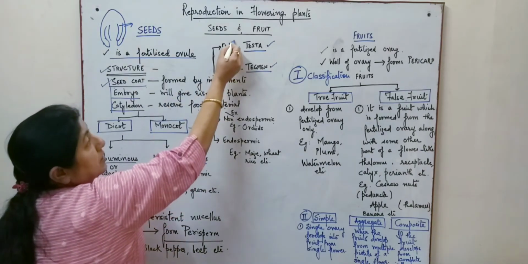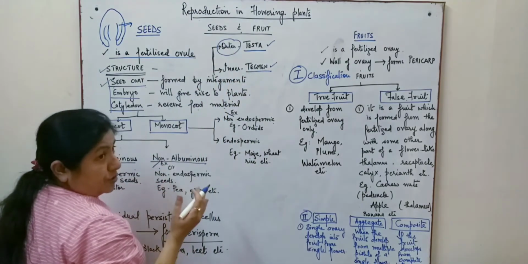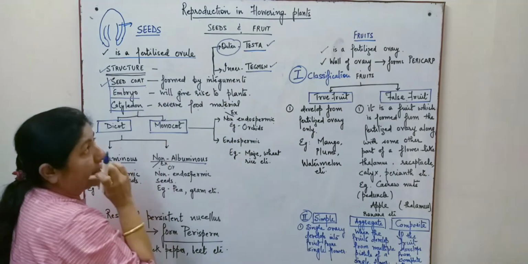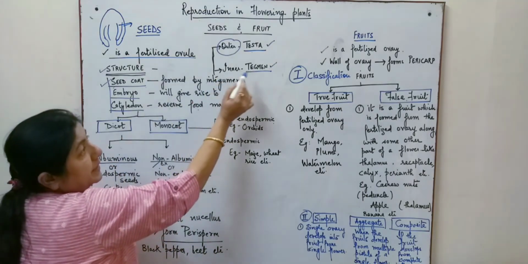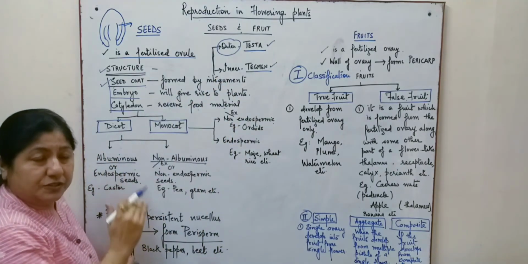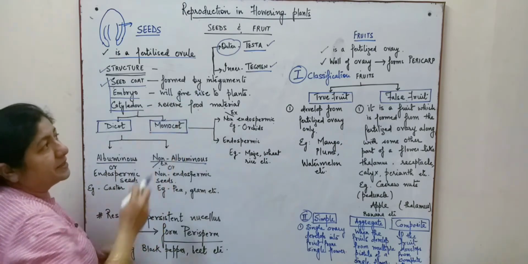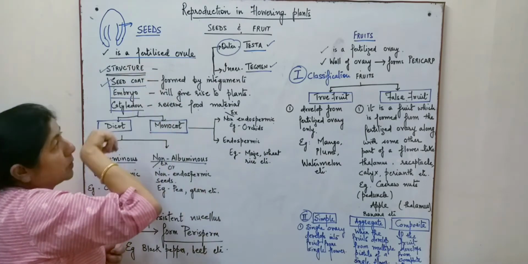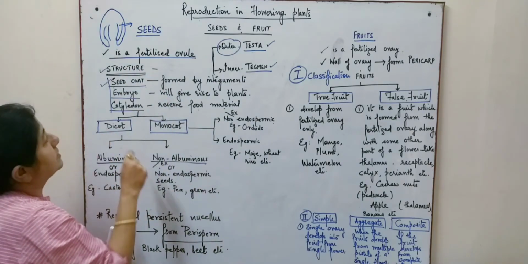The outer coat is known as testa and it is formed by the outer integument. The inner integument forms a structure which is inside the testa and it is known as tegmen. So the testa and tegmen are the two seed coats which are protecting the seed.